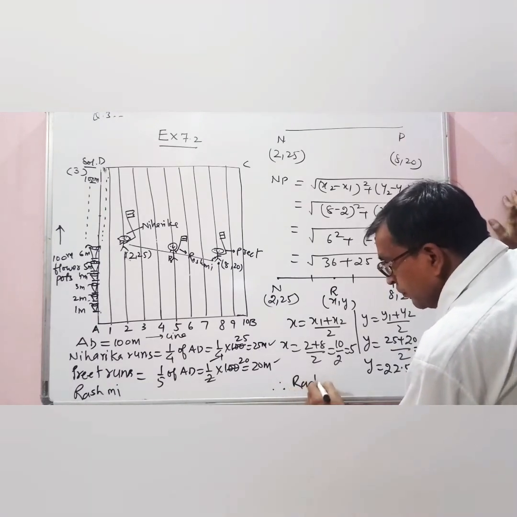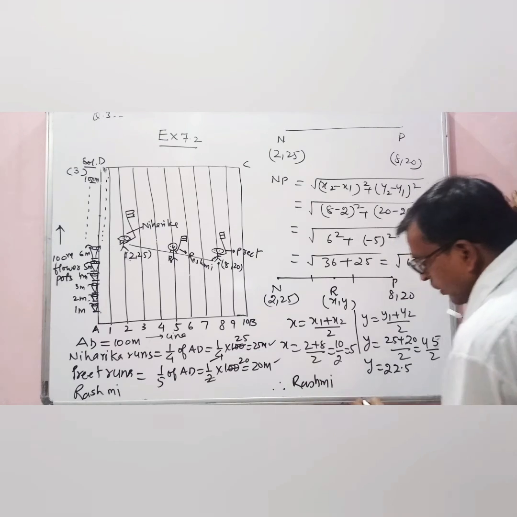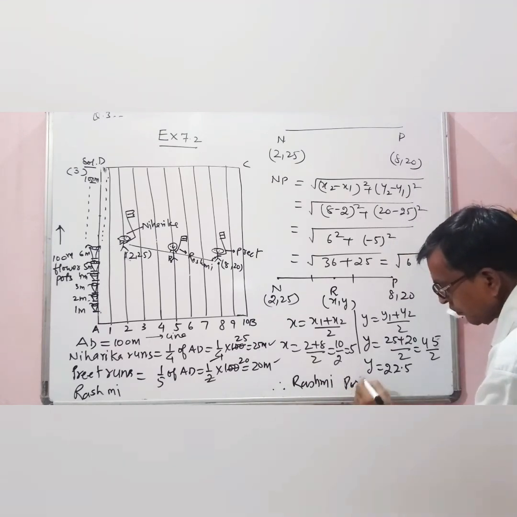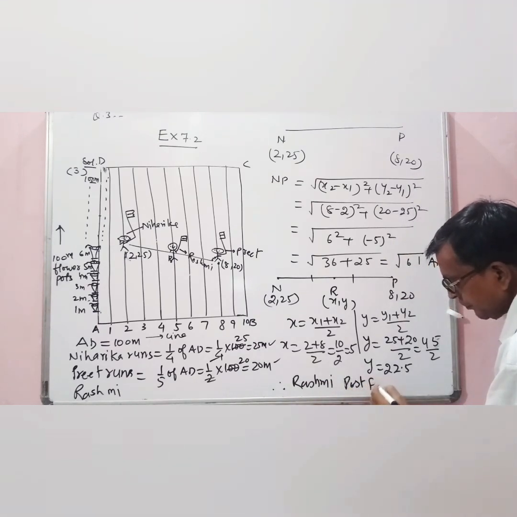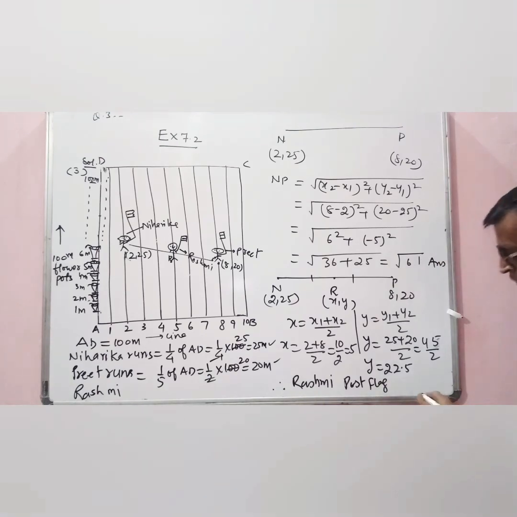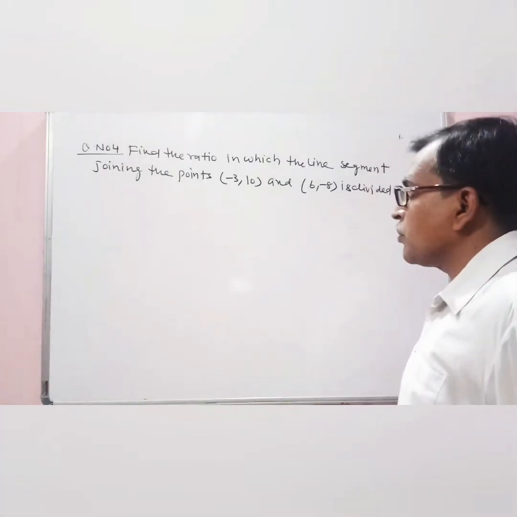Therefore, Rashmi posts the flag at the fifth row, at a distance of 22.5 meter. Answer. Now see the question number 4.